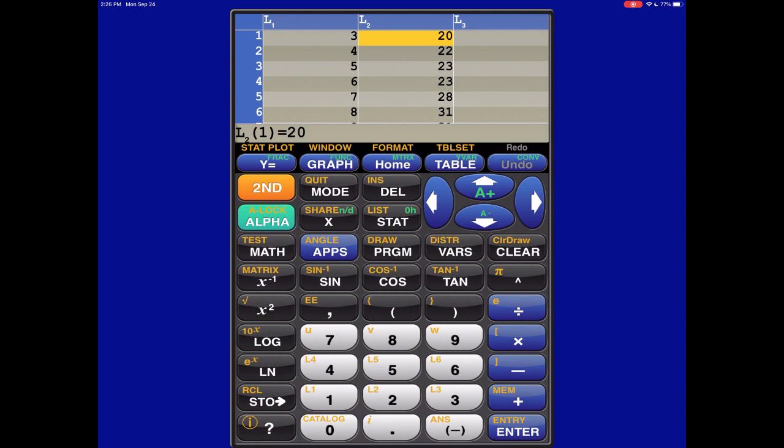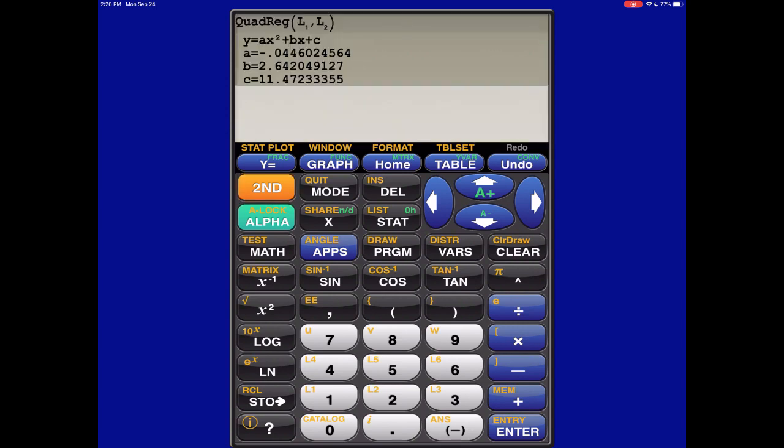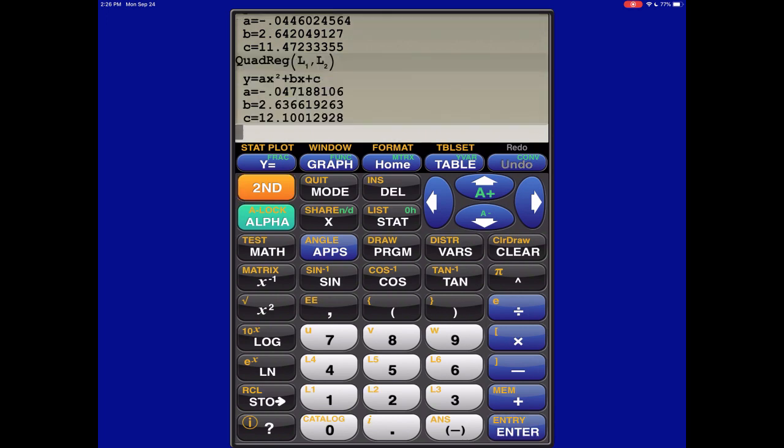Three, 4 and 22, 5 and 23, 6 and, there's my problem, 6 and 27. Okay, second quit. Now, I found a problem, so what I want to do is redo that one. So second entry enters that last one. Now I'm getting the right answer.